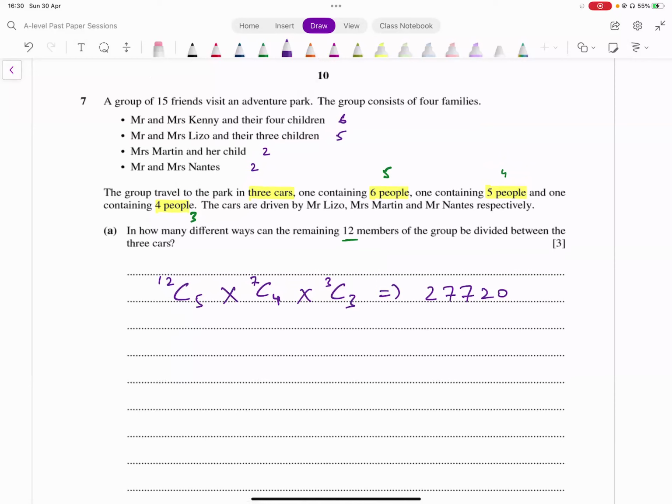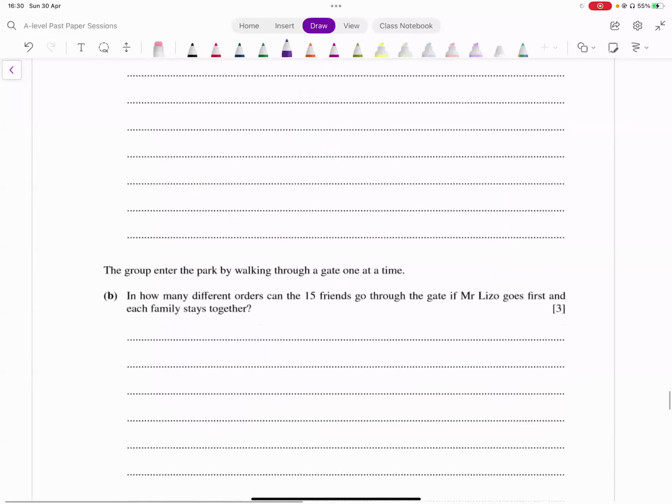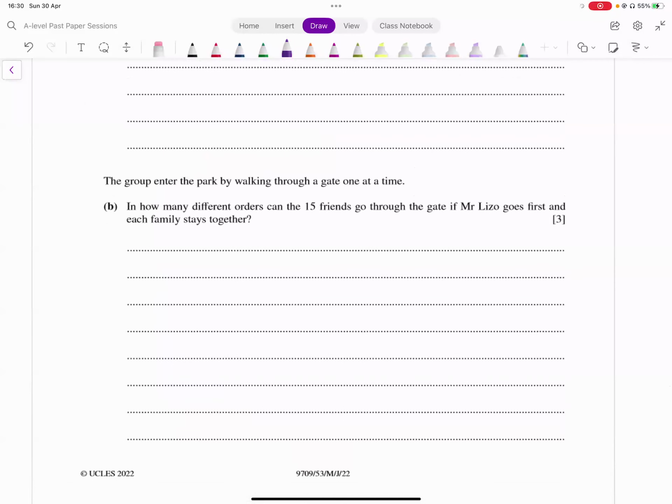डेसिमल्स में कोई वैल्यू आ रही है तो उसको राउंड ऑफ कर लेते हैं. You are not going to round these numbers off. ठीक है, इसको पूरा लिखेंगे 27720. अच्छा. The group entered the park by walking through a gate one at a time.